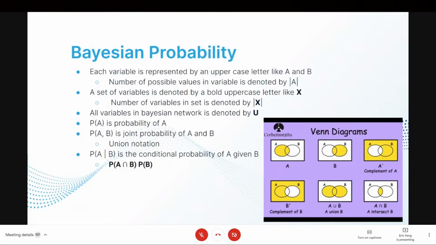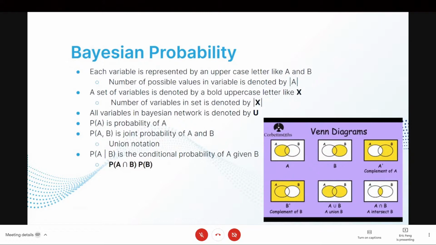All variables in the Bayesian network are denoted by U, which also stands for universal. To denote the probability of a variable, we can write P(A). We can also do a joint probability, which is basically a union notation, as you can see in this Venn diagram in the bottom right, which is denoted by P(A, B).